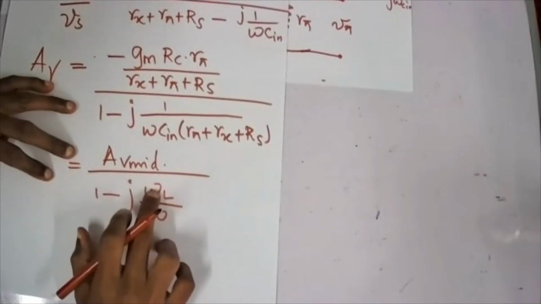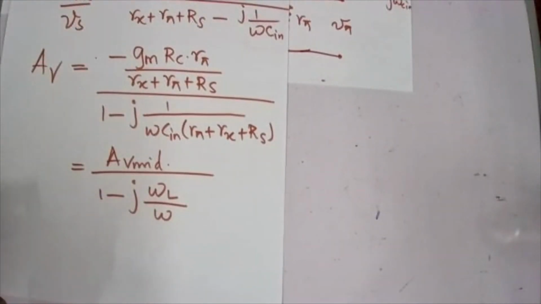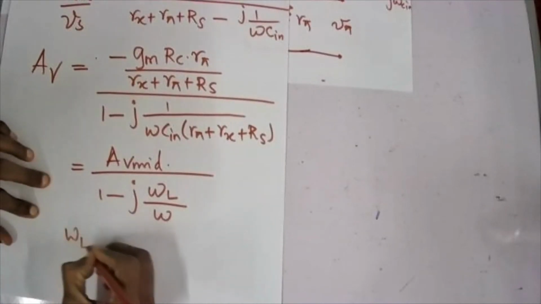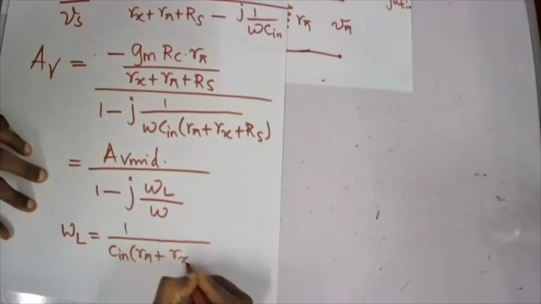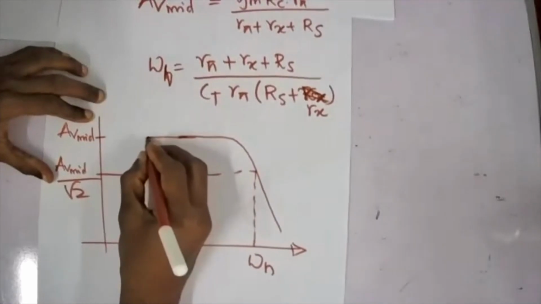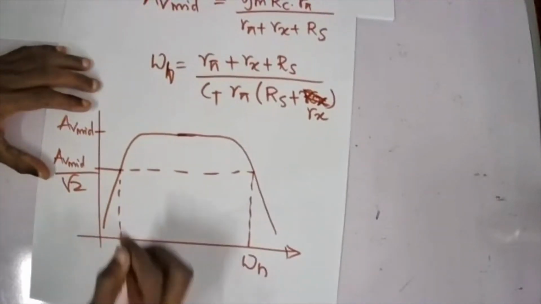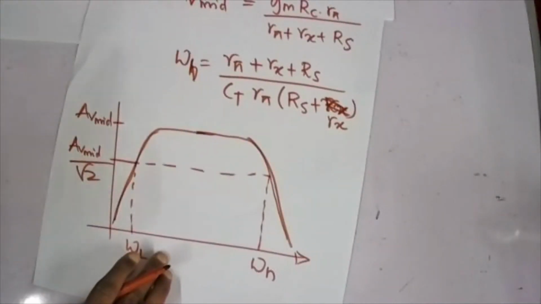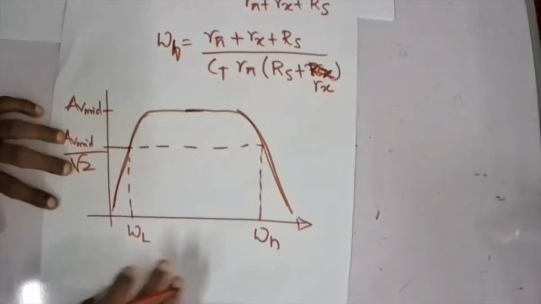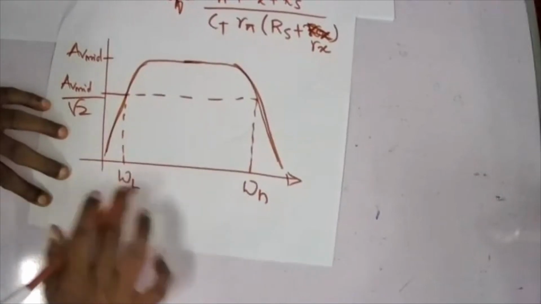So now here the omega L, right? So j omega is here, so the whole rest of the thing will be omega L. I can simply write my omega L as 1 over C in into R pi plus Rx plus Rs. In our high frequency response we have seen something like this. Whenever the transistor comes into low frequencies, it's also going to have a cutoff frequency, which is omega L. This cutoff action is due to the filtering capacitors, and the upper cutoff frequency or upper filtering action is due to the internal capacitance of a transistor, which are produced by the depletion region of the base collector and base emitter junctions. So from this, of course, we have derived everything.